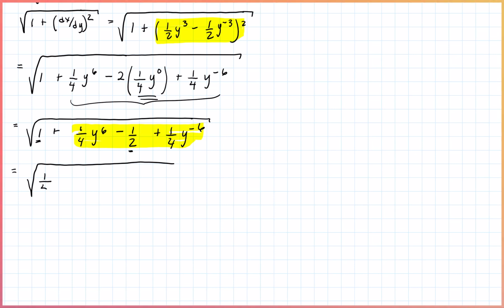And I'm going to write it like this: 1/4 y to the 6 plus 1/2 plus 1/4 y to the negative 6. And this is a perfect square. So that's why I highlighted. Notice how similar it is to the piece of the expression I had highlighted right above. These two are so similar. They are similar perfect squares.